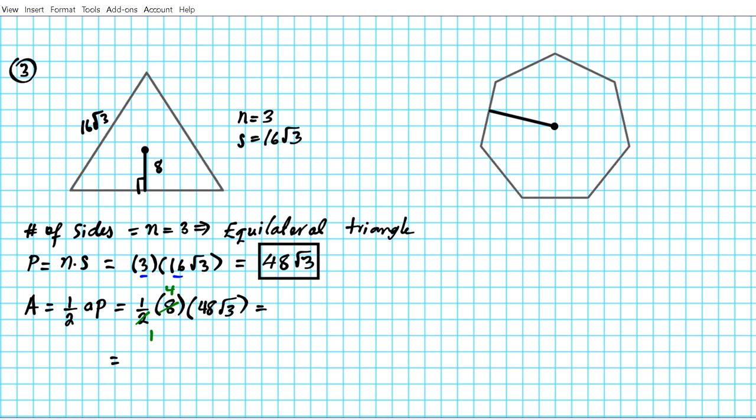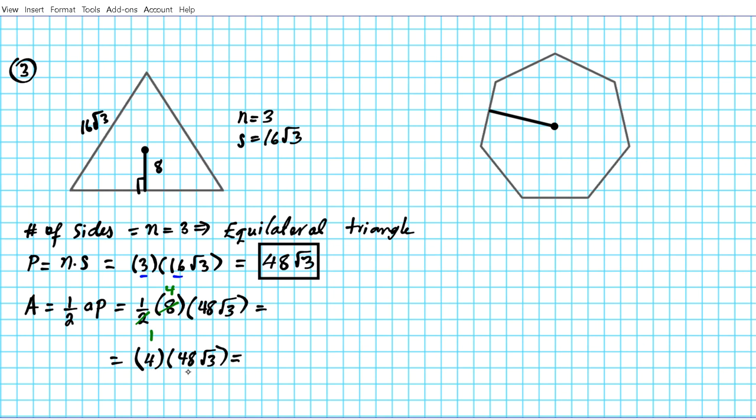Let's write it down here so you don't get confused. 4 times 48√3. How do you do that? You multiply rational and rational and carry the irrational, the only irrational that we have over. Had it been that we have another irrational here, we would just multiply the irrationals too.